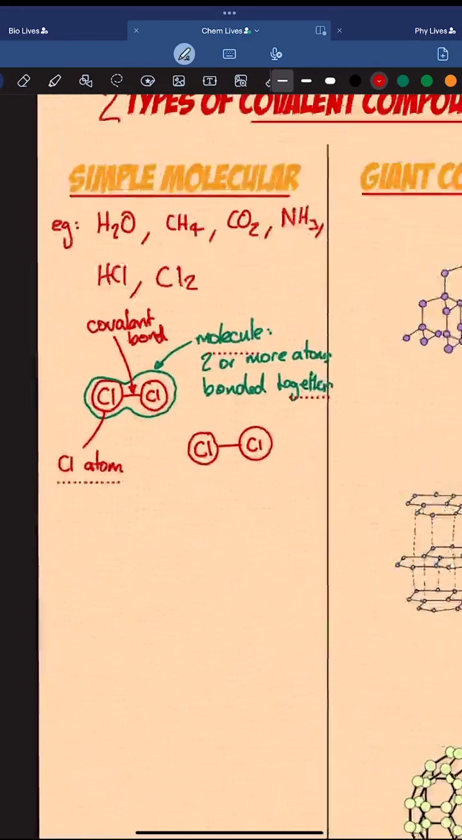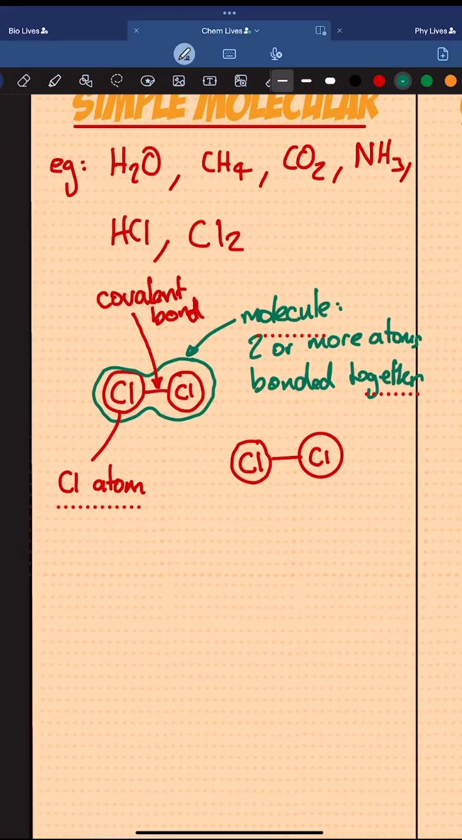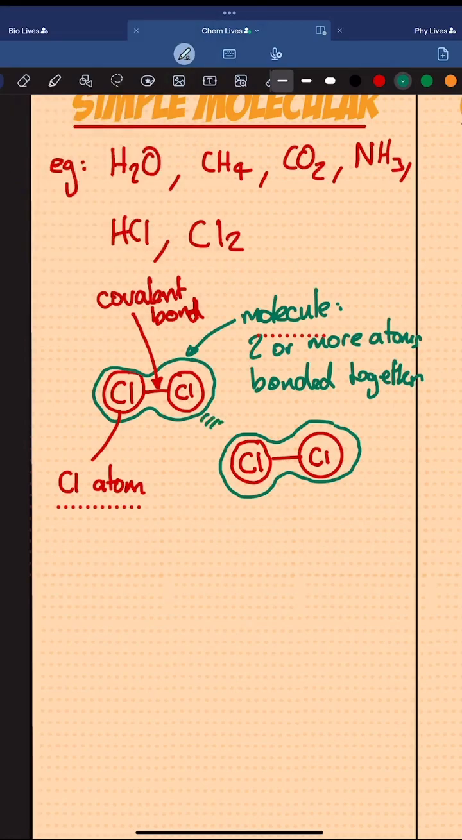But these simple molecular substances have another bond involved. These are intermolecular forces. Where do we find intermolecular forces? So here we have another molecule. We get intermolecular forces between two molecules. So remember, molecules are the green things, the whole Cl2, whereas atoms are just one Cl atom. Between these Cl2 molecules, we get a second bond, which is intermolecular forces. So, two things: covalent bond, intermolecular forces.